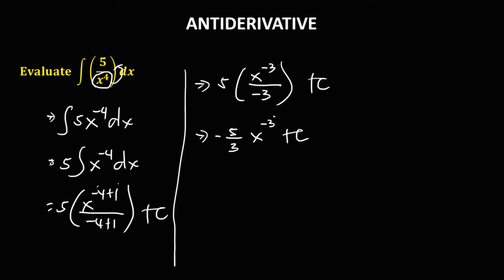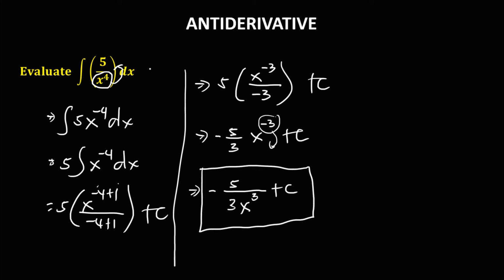Then to make this exponent positive, so we need to bring down. So we have now this negative 5, then over 3, then bring down x to the power positive 3, then plus c. So this is now the antiderivative.